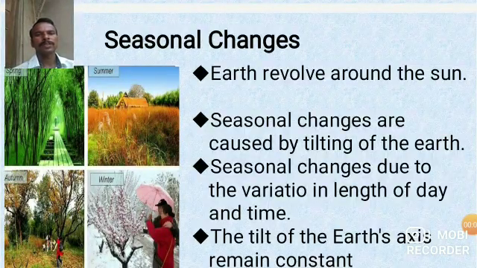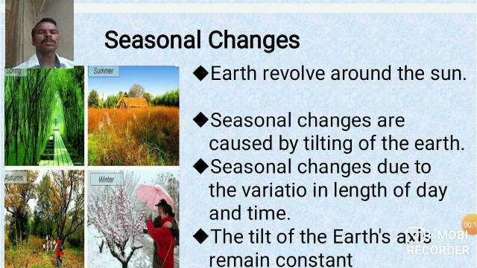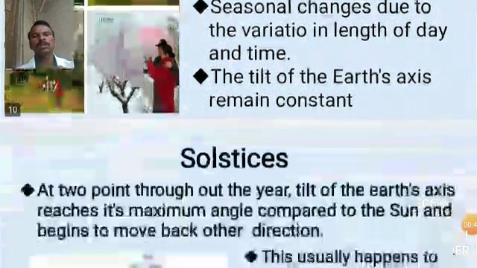Seasonal changes. Students, as we know, the earth revolves around the sun. This is one reason. Second, the tilting of the earth, because the earth sometimes tilts toward the sun, or sometimes it tilts away. Then the change in length of day and time. This is another reason. And the rest is constant, and due to all these reasons we find these seasonal changes on the earth.